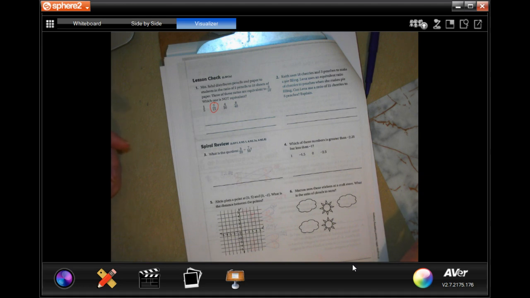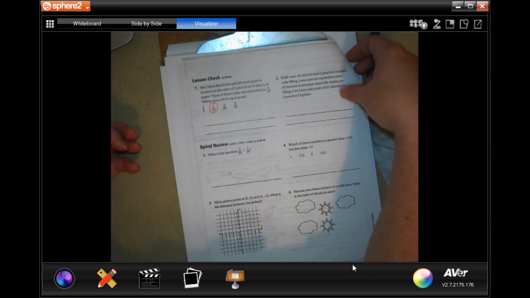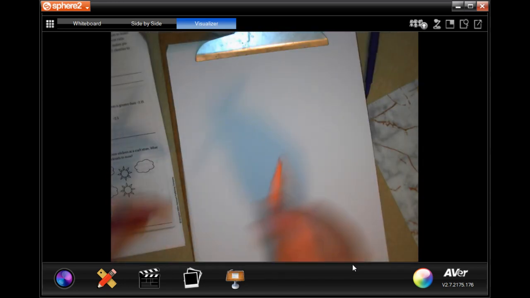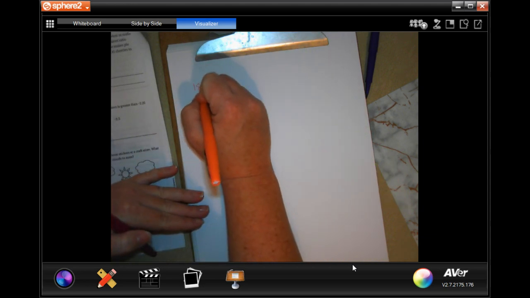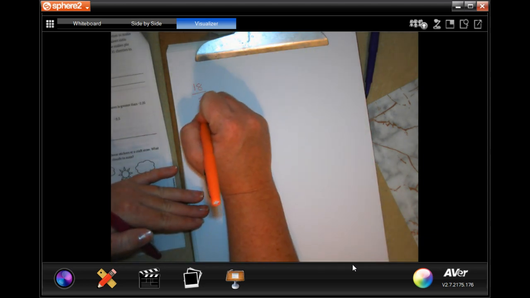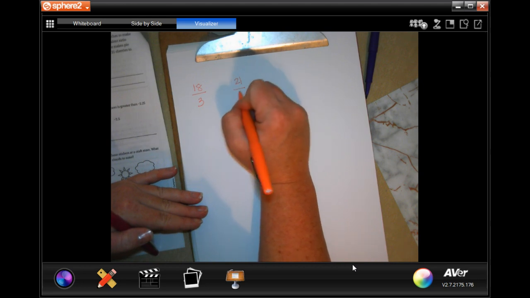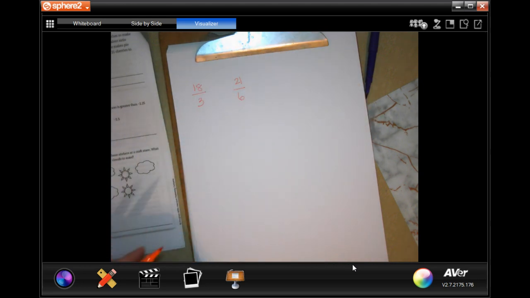Keith uses 18 cherries and 3 peaches to make pie filling. Lena uses an equivalent ratio of cherries to peaches when she makes pie filling. Lena can use a ratio of 21 cherries to 6 peaches. So let's find out. 18 cherries, 3 peaches, 21 cherries to 6 peaches.